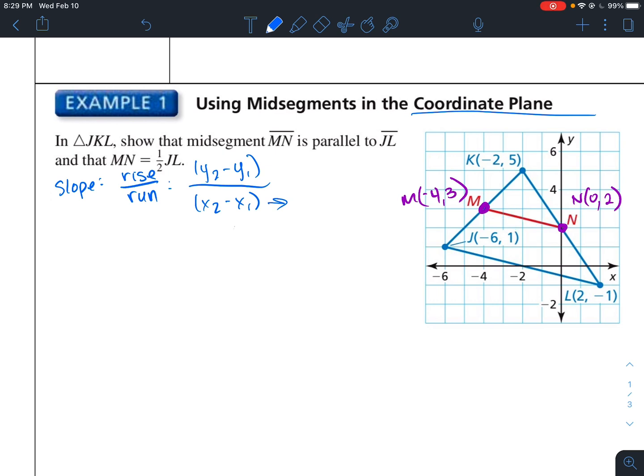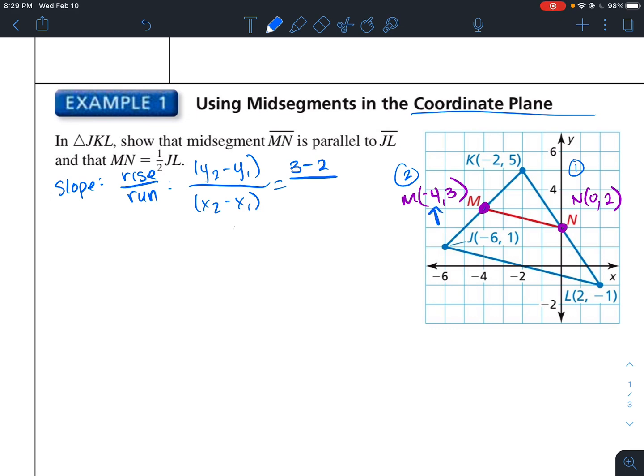Okay, so let's say that this is your first point, and let's say M is your second point. That will help us, because then we could say that y2, the y of your second point, is 3, minus the y of your first point, which is 2, divided by the x of your second point.